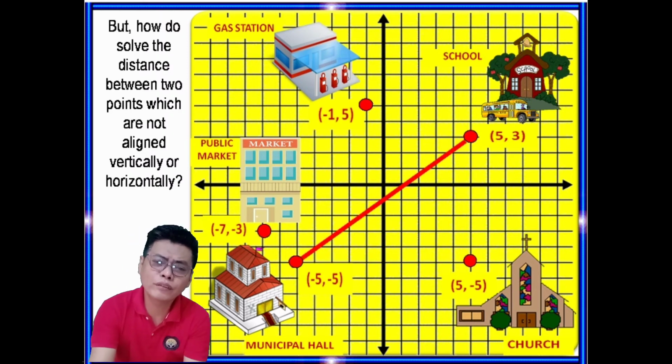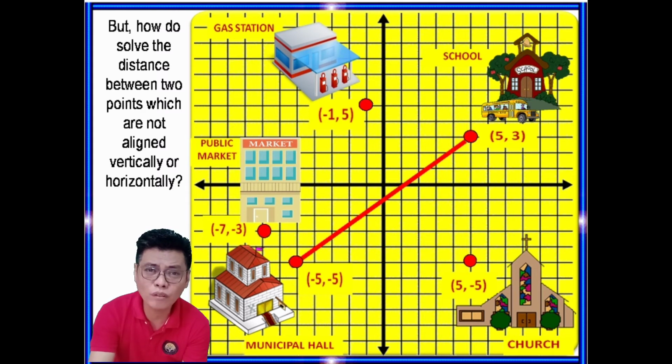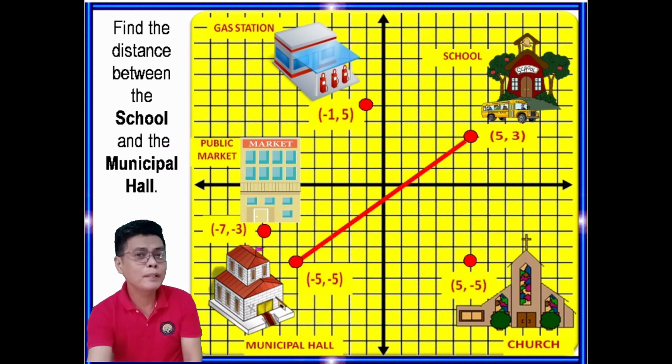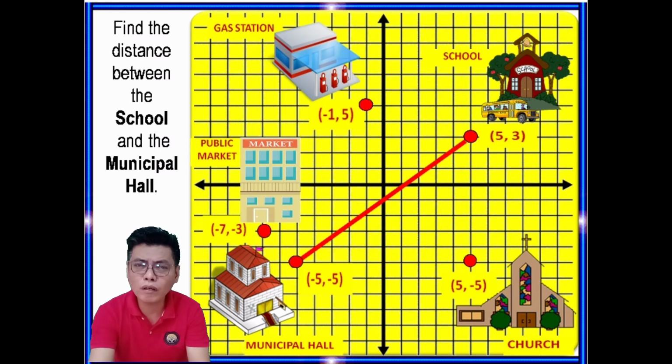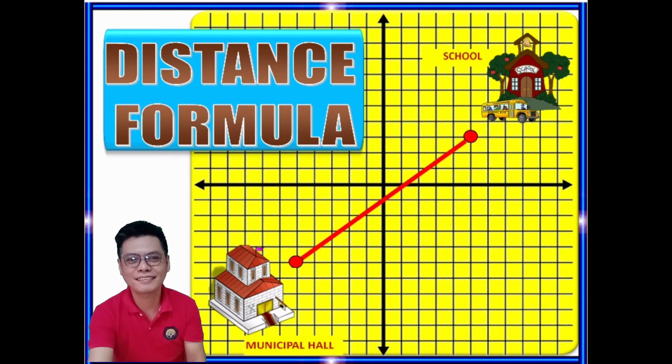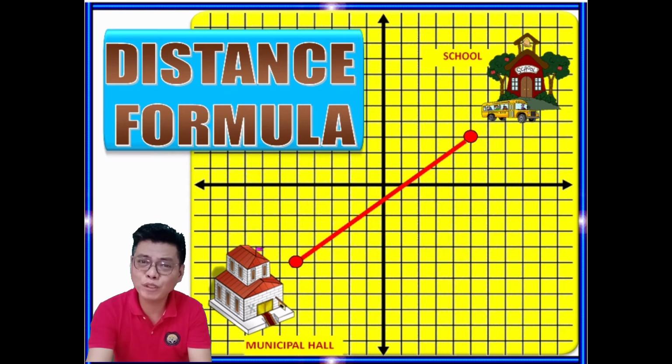But how do we solve the distance between 2 points which are not aligned horizontally or vertically? As illustrated in the next activity, you are asked to find the distance between the school and the municipal hall. Well, this is the best time to use the distance formula. But before that, let me show you first the derivation of the distance formula for fuller understanding and better application of the formula in solving the distance between 2 points.